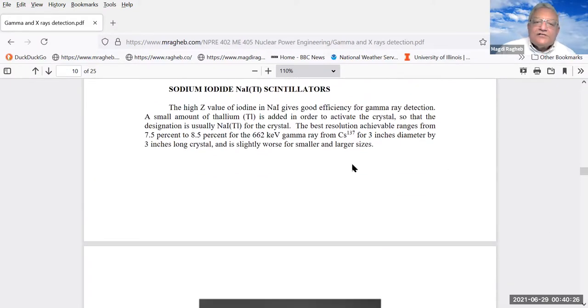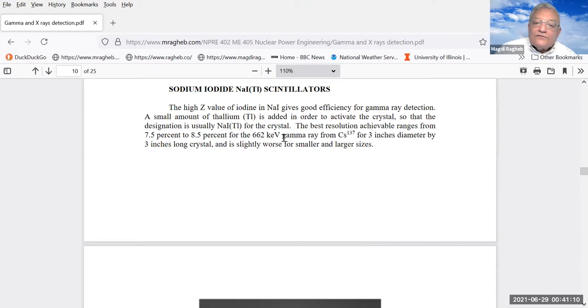Another way of measuring radiation, particularly for neutrons, is to use a sodium iodide scintillator. So you use a high-Z element like iodine, and it's used in sodium iodide, and it gives us a very good efficiency for gamma ray detection. You add a little amount of thallium. Remember, thallium 208 was one of the isotopes that occur in nature in the decay graph of uranium or thorium. And basically that thallium is added to the sodium iodide. So the detector is now called the sodium iodide thallium for the crystal.